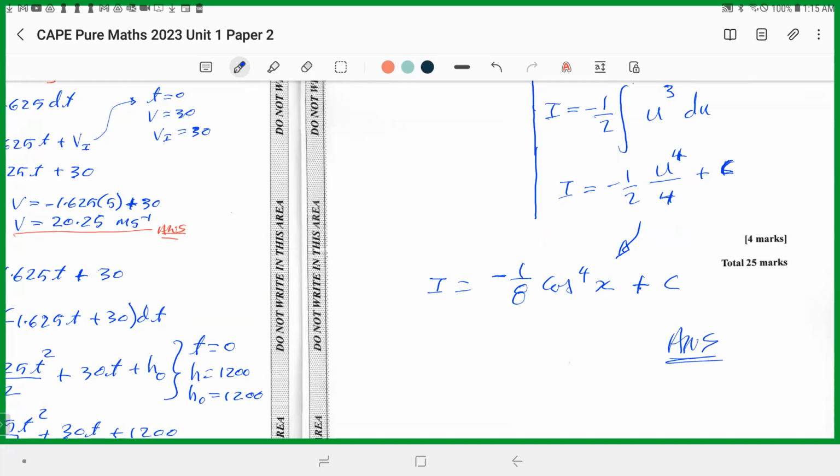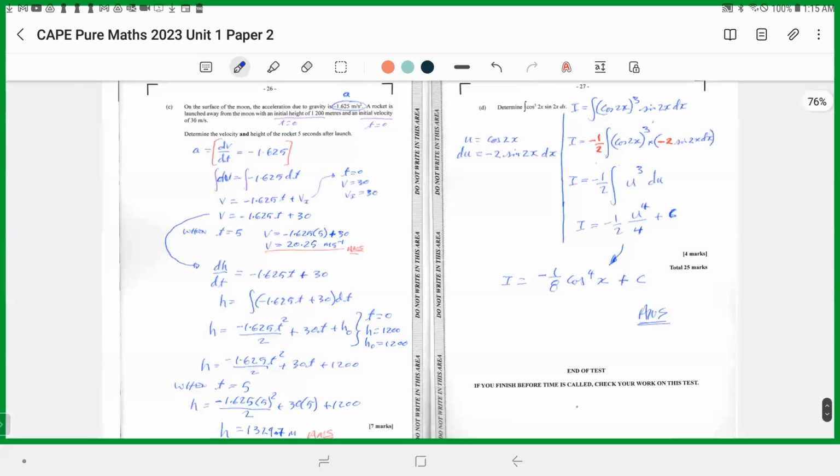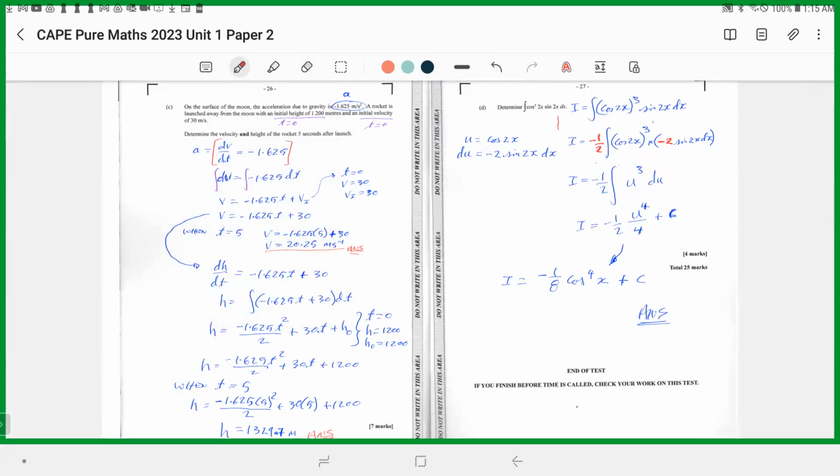I don't even know how long it took, with the break and slowing down, but that is it. I think this was a nice paper. Model 2, there are a couple of nice questions in it, for real.